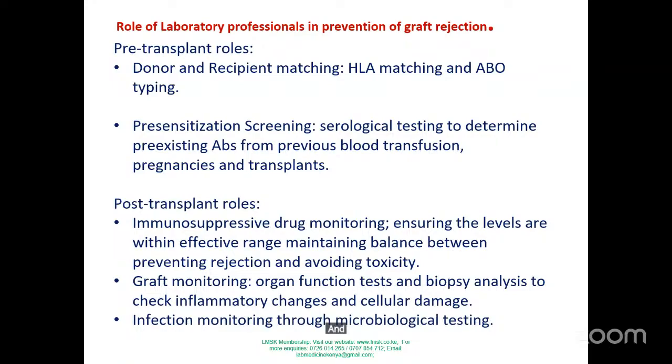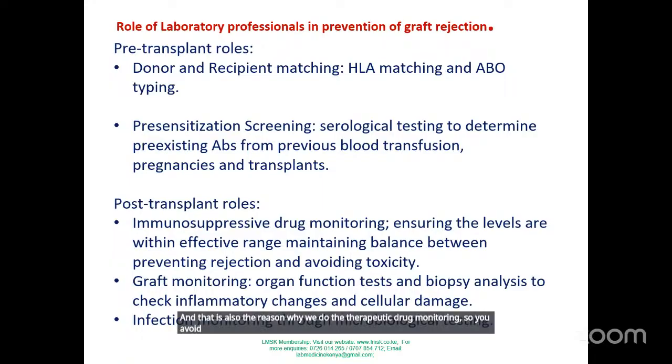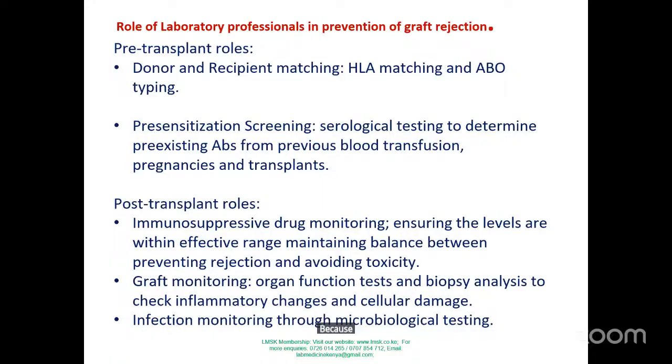And that is also the reason why we do the therapeutic drug monitoring. So you avoid the level of toxicity. Because again, if the dose is too low, then rejection mounts. And if the dose is too high, then toxicity mounts.